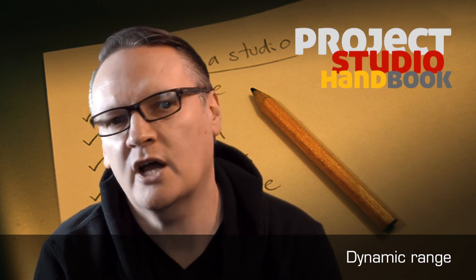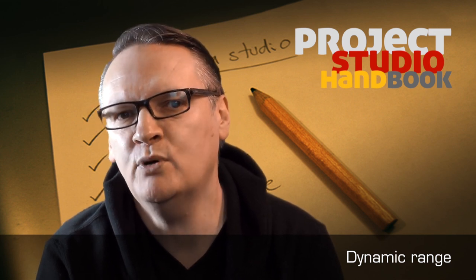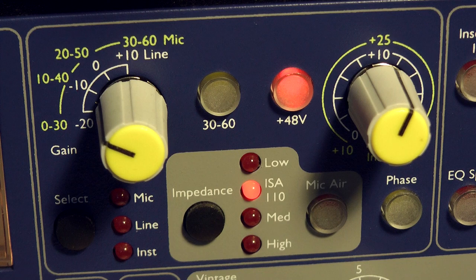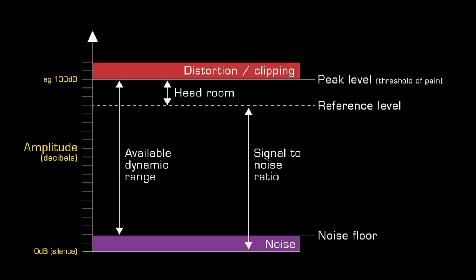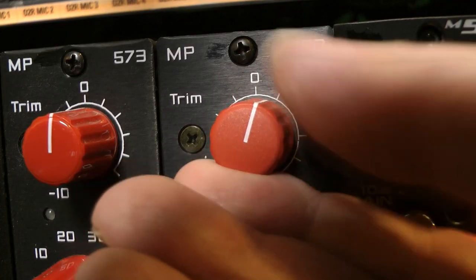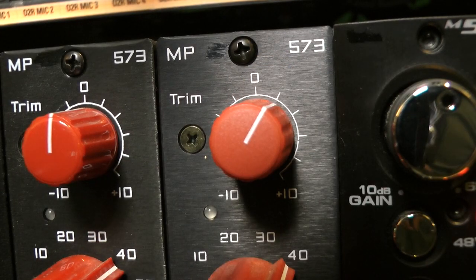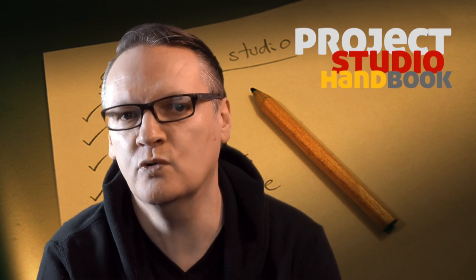And lastly, dynamic range. An input gain range of between 0 and 60 decibels is typical and should accommodate most situations, especially if a trim control offers another 10 decibels or so of additional gain.